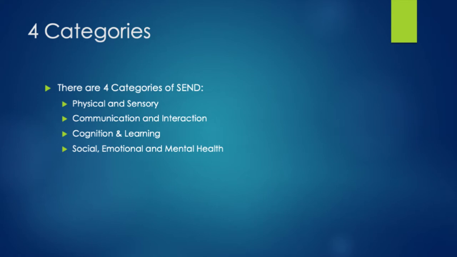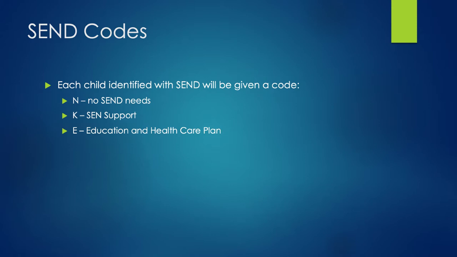There are four category areas of SEND, namely physical and sensory, communication and interaction, cognition and learning, and social, emotional, and mental health. Each child will be given a SEND code. An N code means they don't have any SEN needs. A K code means they have SEN support, and an E code means they're in receipt of an education and health and care plan.